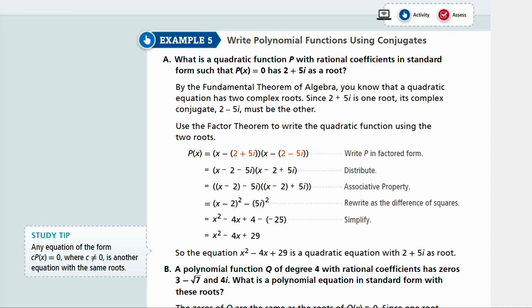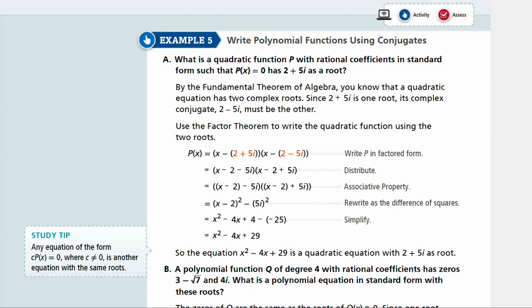Let's look at example 5 now. Write polynomial functions using conjugates. This is the last example. Let's look at part A. What is a quadratic function p with rational coefficients in standard form such that p of x equals 0 has 2 plus 5i as a root?